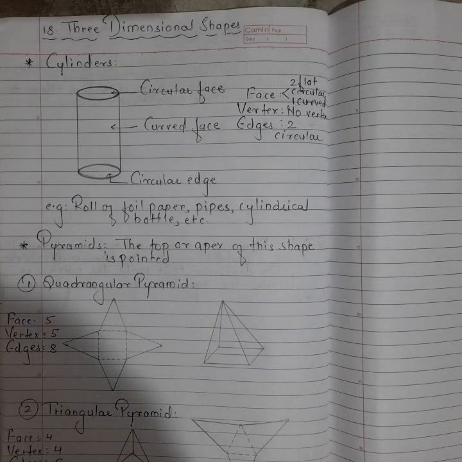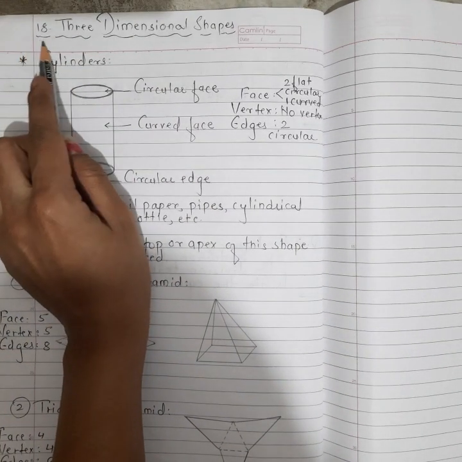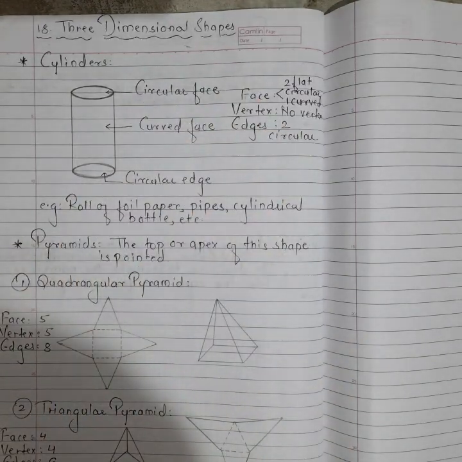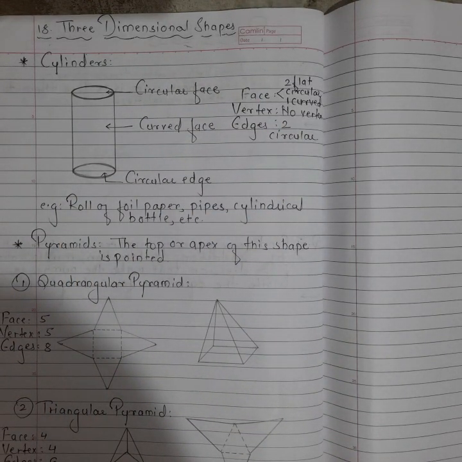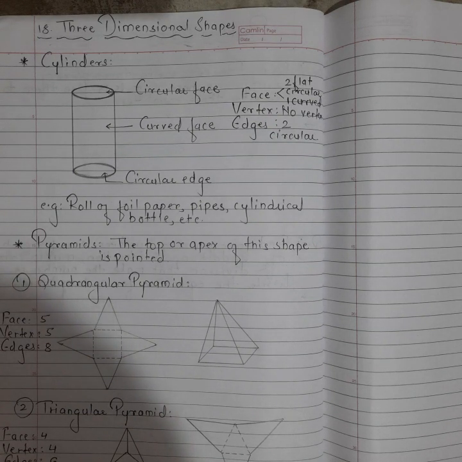Now in the previous lecture we have already started our last lesson of maths, which is lesson number 18, three-dimensional shapes. In the previous lecture we have already seen three types of shapes, that is cuboid, cube and the triangular prisms. You know that cube and cuboid are quadrangular prisms. Similarly, there are also triangular prisms. We have already seen their different properties. So today we are going to study further shapes.